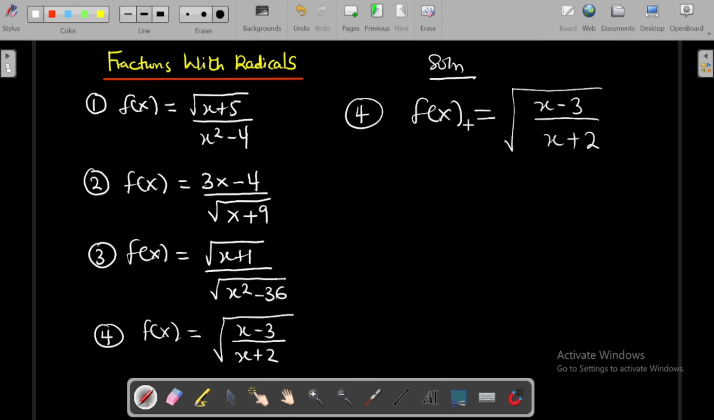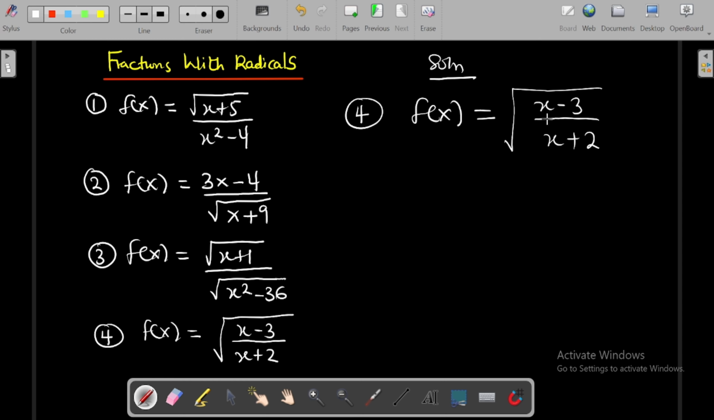We have f of x equal to the square root of the expression x minus 3 all over x plus 2. Okay, all over x plus 2. Now let's solve this. You notice that this is just one square root, and then you have an expression under the square root. So this whole expression is divided by 1.